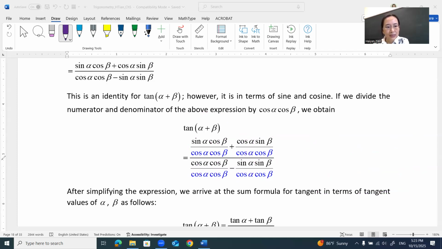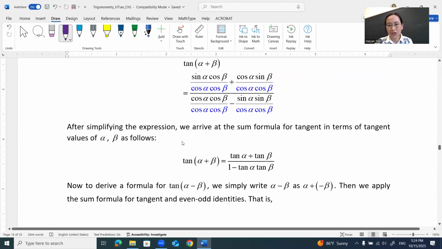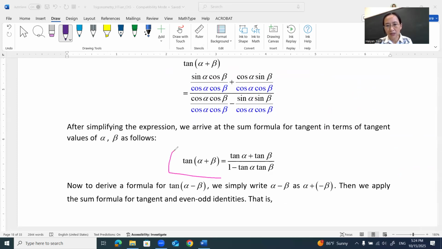So the final result we're arriving at is the sum formula for tangent, because we now have the sum formula for cosine, the sum formula for sine, and now the sum formula for tangent. And it is in terms of tangent function values of alpha and beta. So this formula is the tangent of a sum.